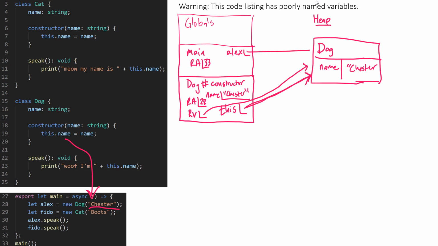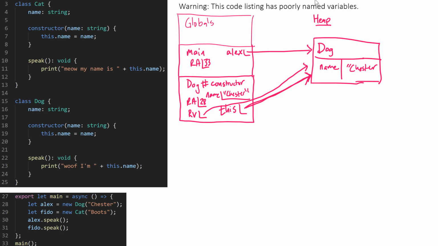And Alex will now be a reference to this dog object, right? A very similar process is going to happen with the next line of code. So here we see that we're creating a new cat object, right? So we have to look and see, hey, do we have a class named cat, and does it have a constructor that takes a single string parameter? And sure enough, we do, right?